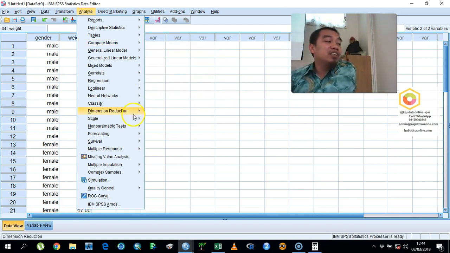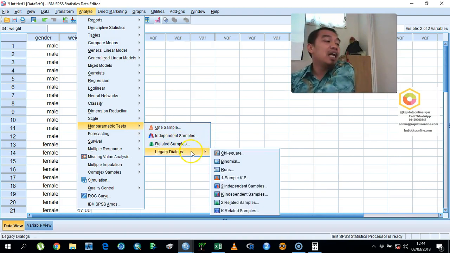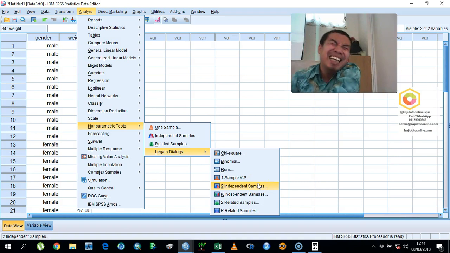And then if the data is not normally tabulated, for example, it's not normal, then you are focusing on the non-parametric test. You can see here lah under the legacy dialog, we got the one sample K-S test, and then the two independent samples test, K independent samples, the two related samples and K related samples. All of these are considered non-parametric analysis if your data is not normally tabulated.